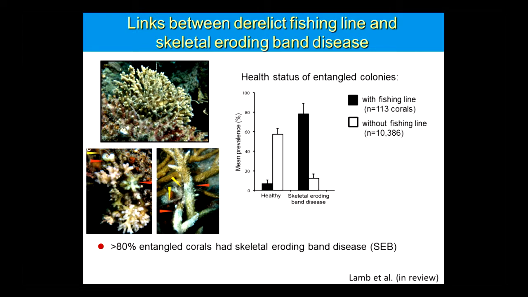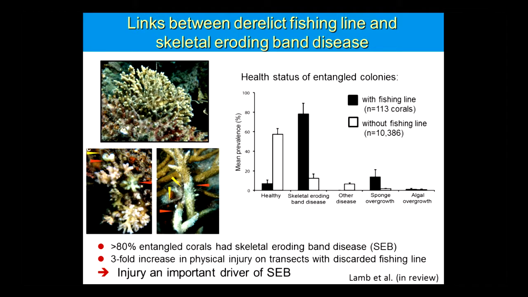Something like 80% of corals entangled in fishing line had sclerotic band disease, whereas only in the order of 10% of those that were not entangled had the disease. And it was sclerotic band that was the major disease that increased with entanglement compared to all other diseases here. Interestingly enough, when we looked at physical injury on these sites, there was a threefold increase in physical injury on transects with the discarded fishing line. So I think the linkages are starting to build that injury is an important driver of this particular disease.